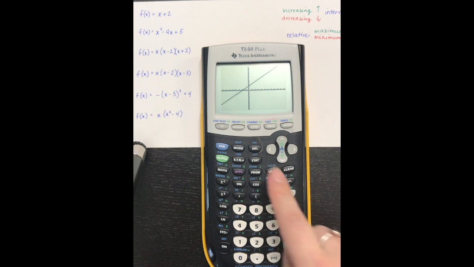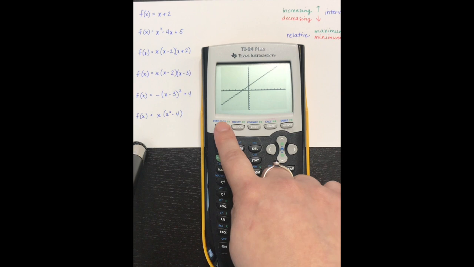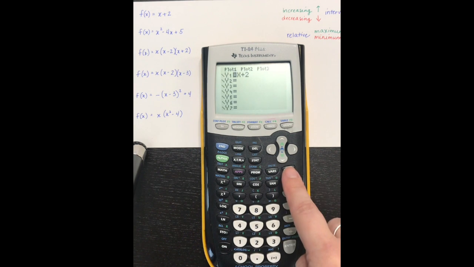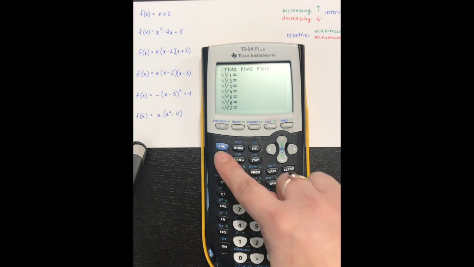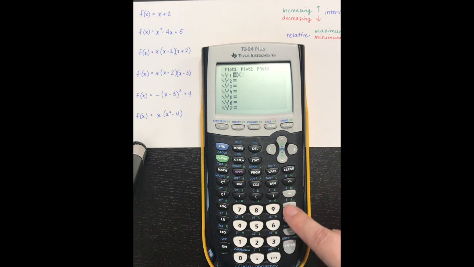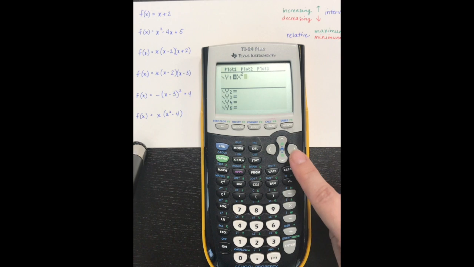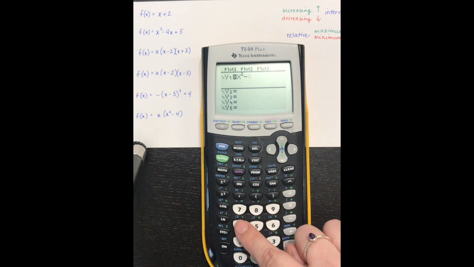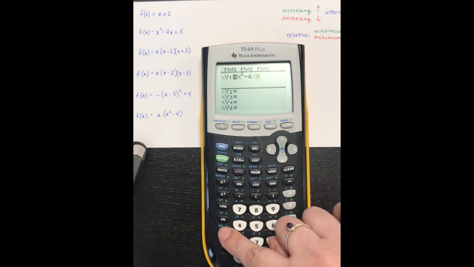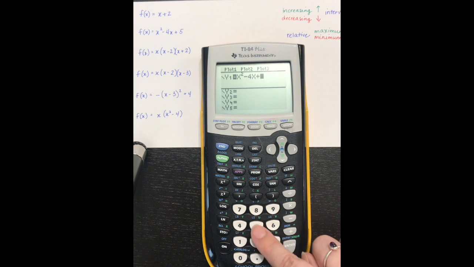Let's move on to a different function. For now, I just want you to observe and take some notes, and I do have some extra functions available, as you can see, for you to also do some on your own in your graphing calculator at home. So now I'm going to enter x squared minus 4x plus 5. Let's look at that graph.